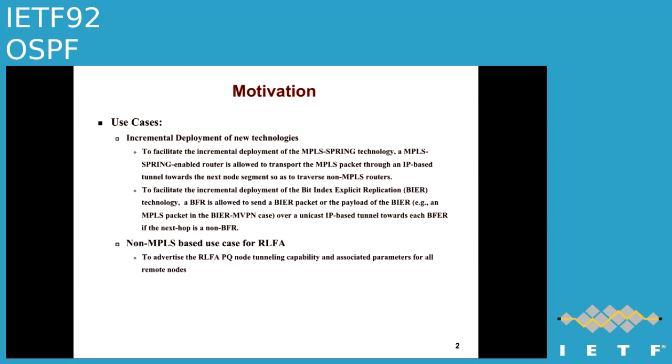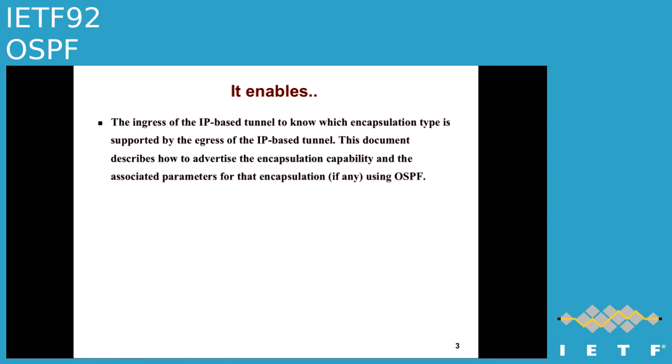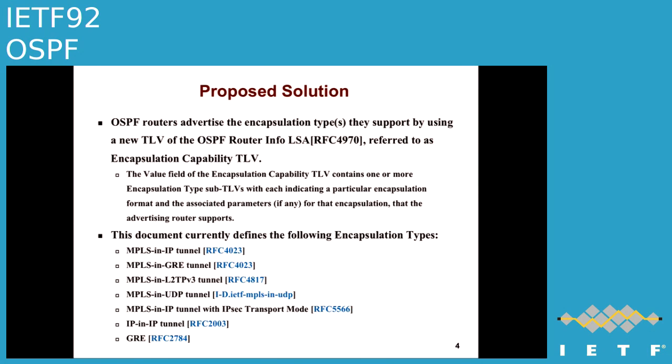So the ingress of the IP-based tunnel easily knows which encapsulation types are supported by the egress IP node, and also the parameters. Next slide. This draft talks about the encapsulation capability advertisement by the remote nodes, and the types of encapsulation listed are MPLS in IP, MPLS in GRE, MPLS in L2TP, and MPLS in IP and IP in IP recently added. Next slide.